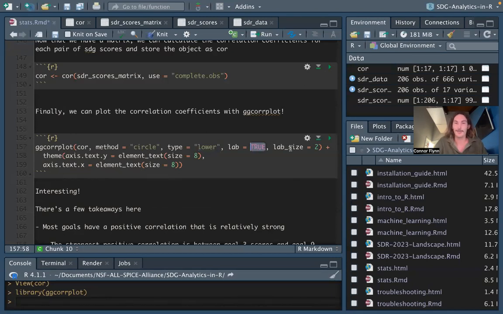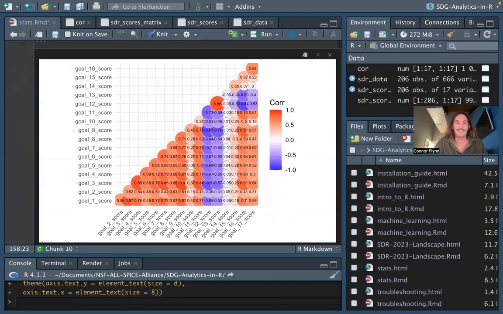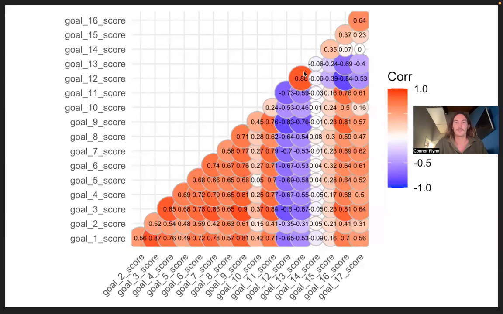We want the labels, and we want the label size to be 2. It was a little tricky fitting all of this, so we change our y-axis text to a smaller size, size 8, and our x-axis text also to size 8 with that element text function. When I just created this, it took up a lot of room, so I just needed to make those axis titles smaller. So when we run this, we'll see it looks like this, a little bit clustered compared to what we see on the website. But if we full screen, it will spread out a little bit.